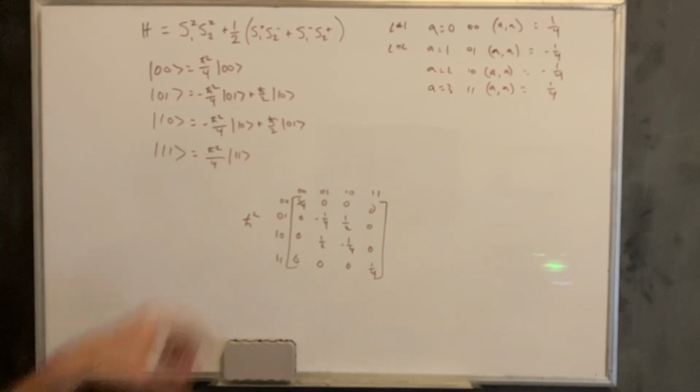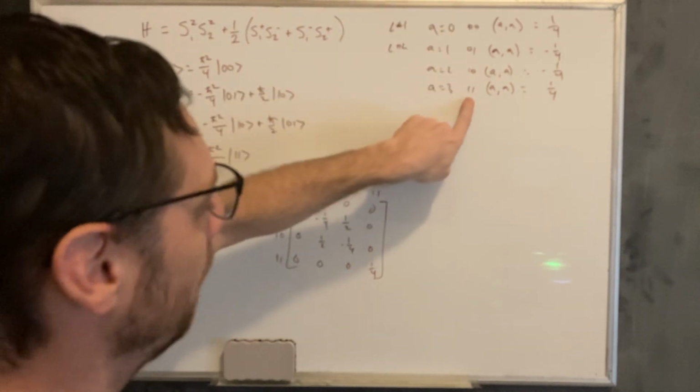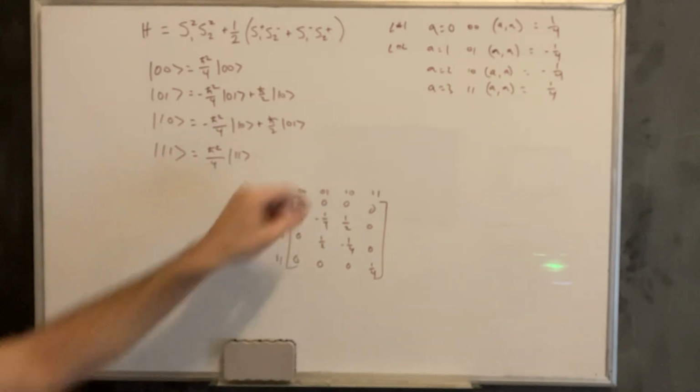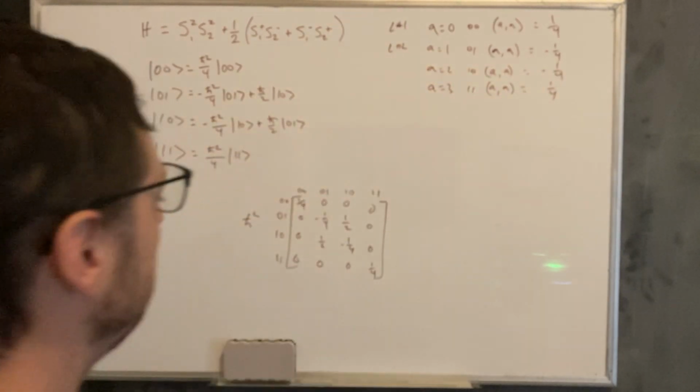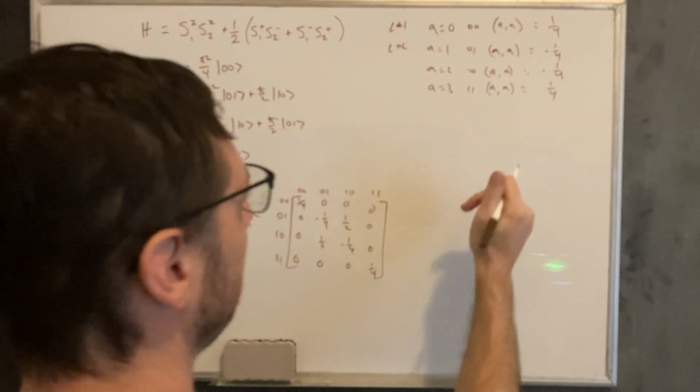But we can see for the same ones, our 0 zeros and 1 ones, we're done. So once we have the 1/4, the rest of them are zeros. But for the other ones, we're not done. We do get the negative 1/4 on the diagonal, but then we also have this other one here. So let's take this one for example.